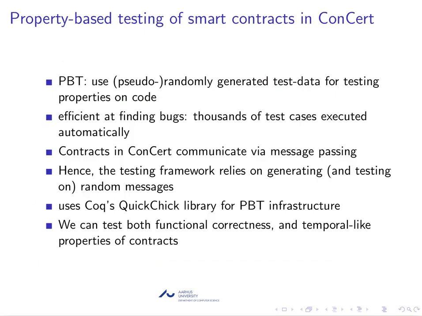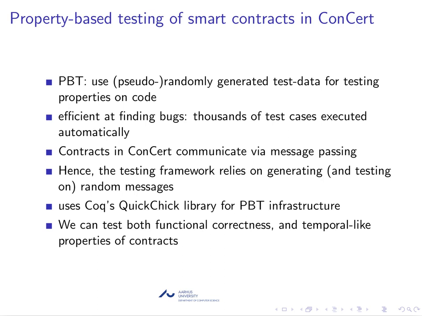Property-based testing is a testing technique that uses randomly generated test inputs to test properties on code. This approach can be effective at discovering bugs, since thousands of test cases can be executed automatically, and usually in a very short amount of time. The Coq proof assistant has the QuickCheck library for property-based testing, and we connect the execution layer to QuickCheck.